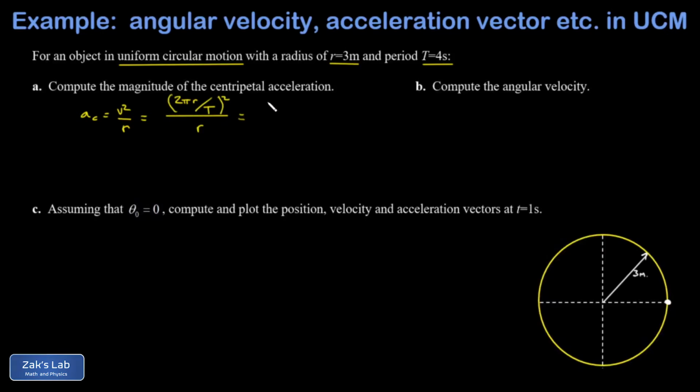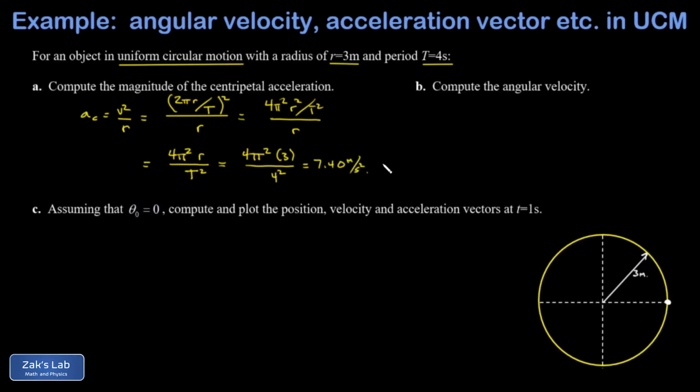And we square the numerator and we get 4 pi squared r squared over T squared. And the denominator has that little r in it. And we arrive at perhaps a familiar second formula for the centripetal acceleration. It's 4 pi squared r, canceling one factor of r, divided by T squared. And these are the things we were directly given in the problem. So I plug in 4 pi squared times 3 over 4 squared. And to 3 significant digits, I get a centripetal acceleration of 7.40 meters per second squared.